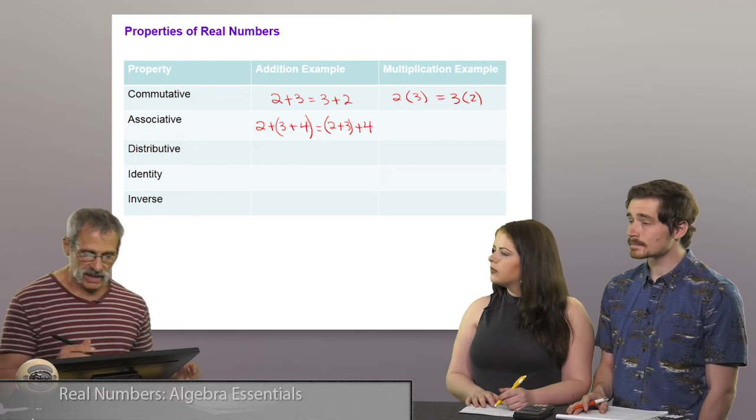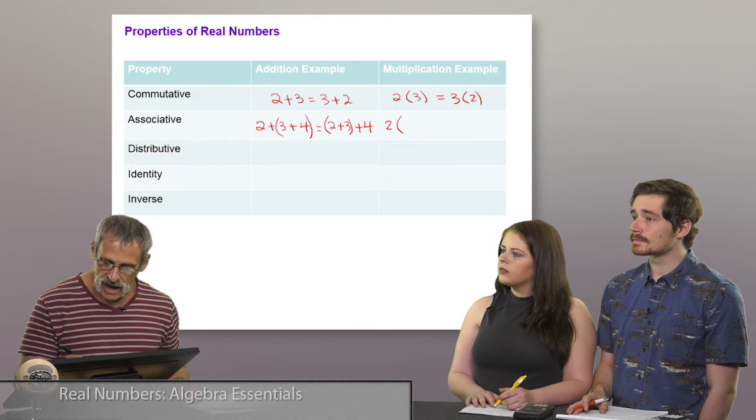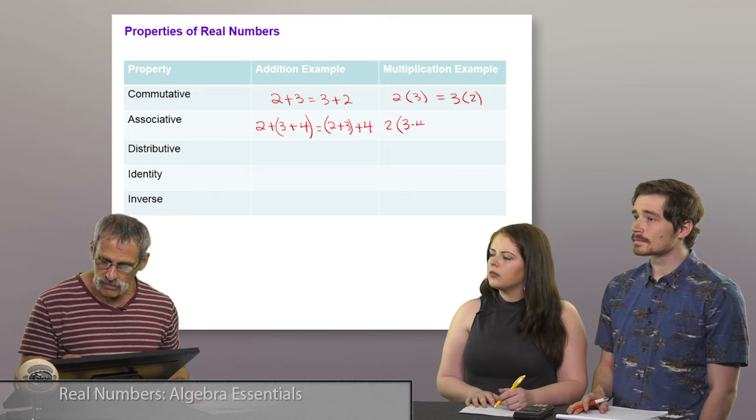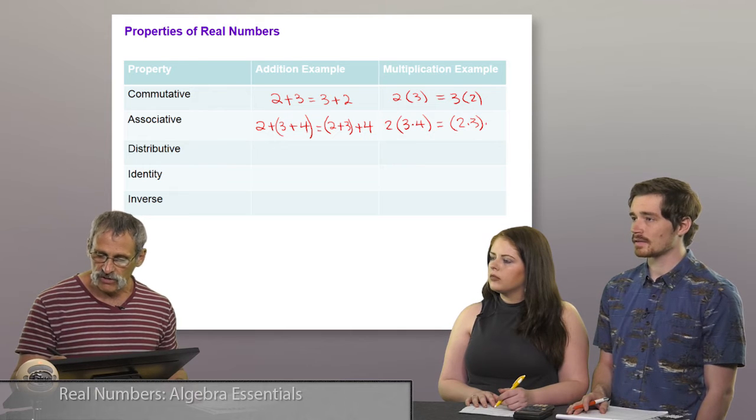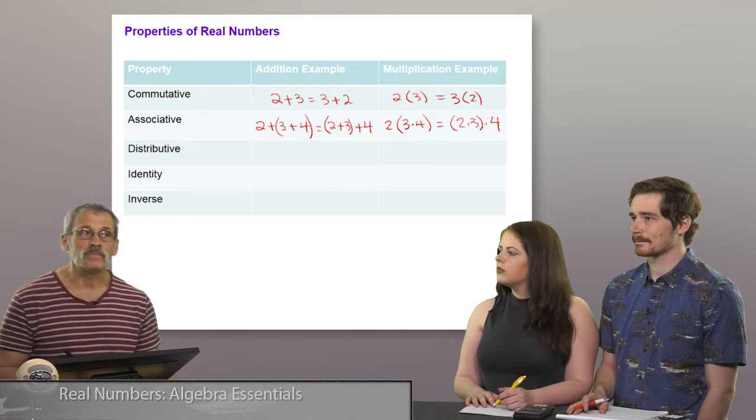And similarly for multiplication, I can take a look at 2 times (3 times 4) in parentheses and say that would be equal to what? It would be equal to (2 times 3) in parentheses, times 4.